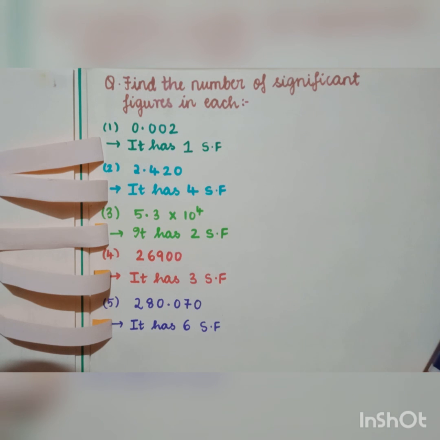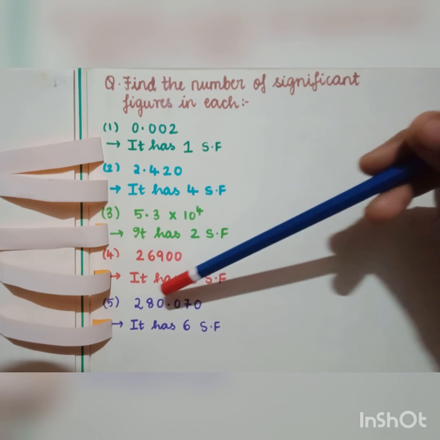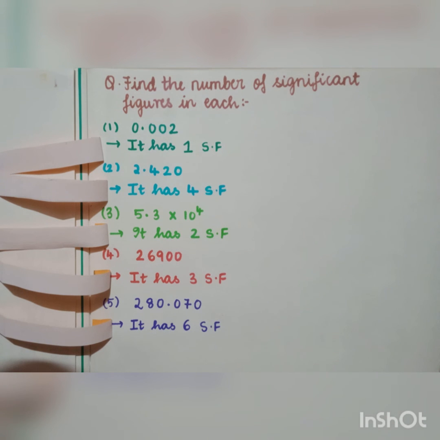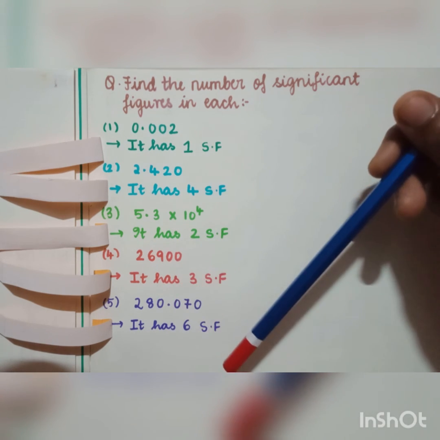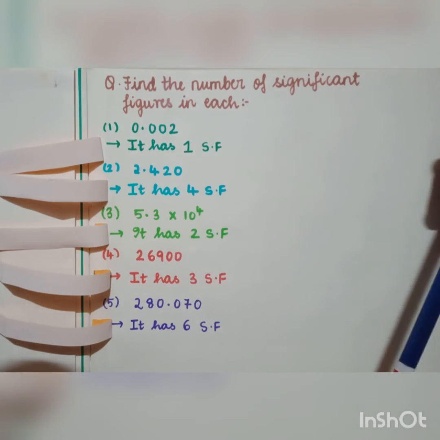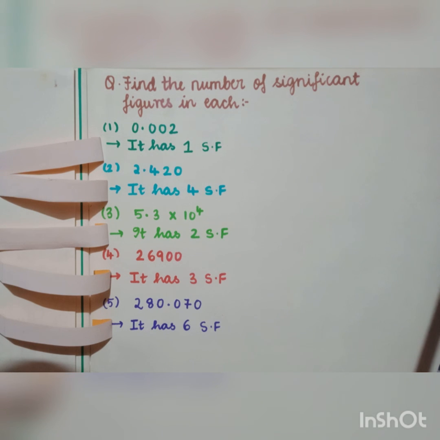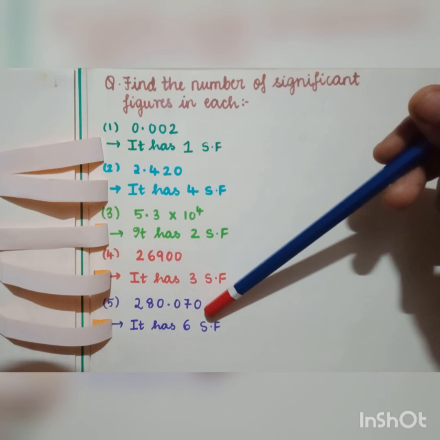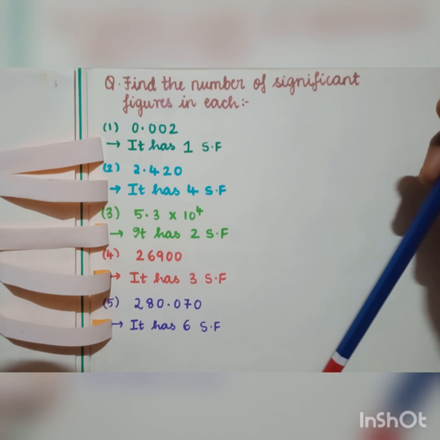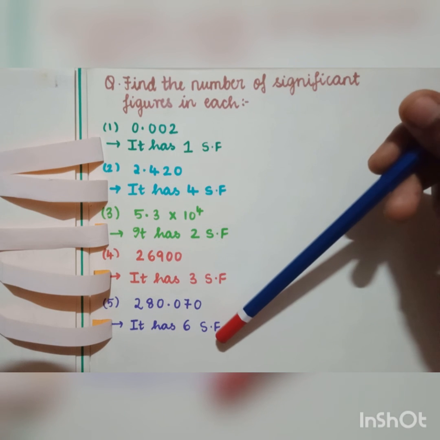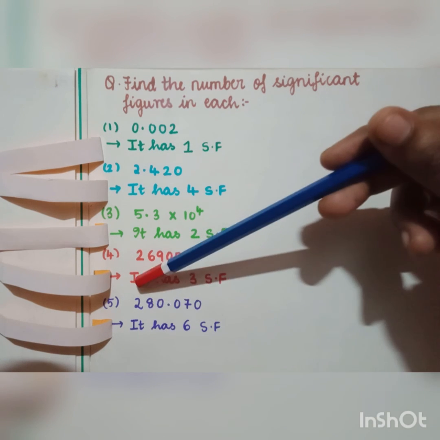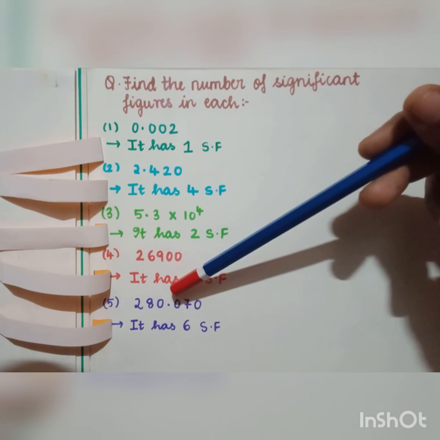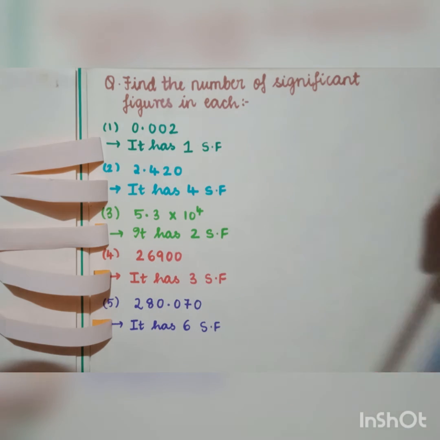First, according to rule number 1, since 2, 8 and 7 are non-zero digits, they will be considered significant. Then, since these 2 zeros are coming between 2 non-zero digits, they will be considered significant according to rule number 2. And since this 0 is a trailing 0 in a number with a decimal point, it will also be considered significant. Therefore I can overall say that this number has 6 significant figures, which are 2, 8, 0, 0, 7 and 0.